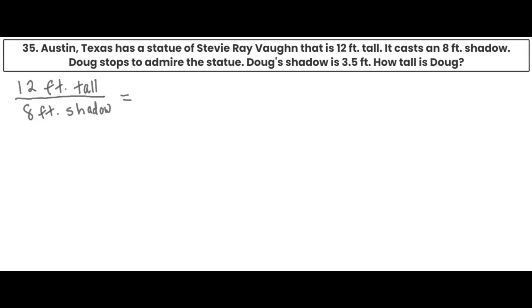So already I set up for you the proportion of the measurement, which is 12 feet tall as the numerator, and casting an 8-foot shadow, which is the denominator. Obviously, we have to keep the numerators alike. So if the statue is 12 feet tall, the question asks, how tall is Doug? We do not know that. But Doug's shadow casts a 3.5-foot shadow.